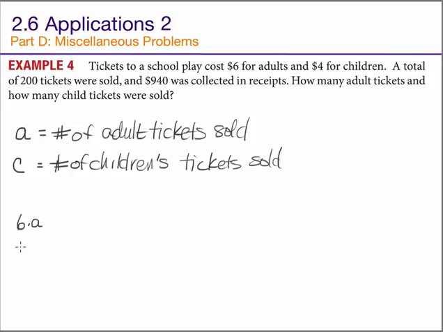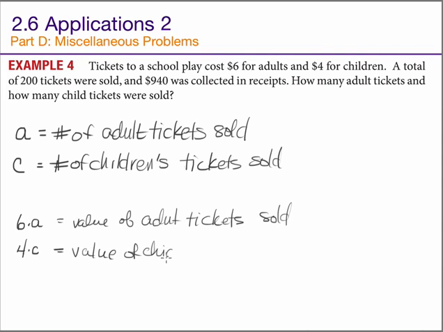If C is the number of children's tickets sold, then the value of all the children's tickets sold is 4 times the number of tickets. Sell one children's ticket and it's 4 times 1. Sell 12 and it's 4 times 12 tickets. $4 for each of 12 tickets, or $48. So this is the value of adult tickets sold, and this is the value of the children's tickets sold.